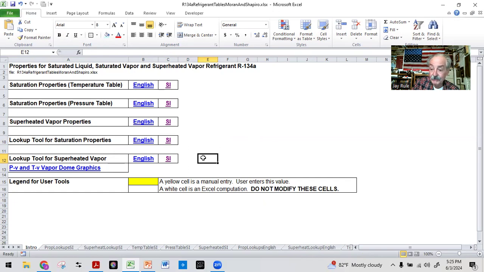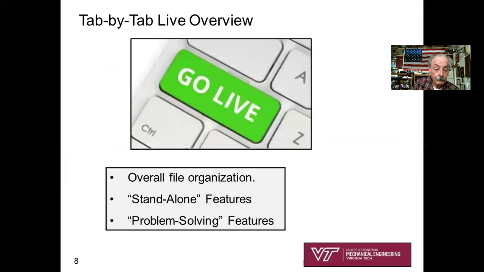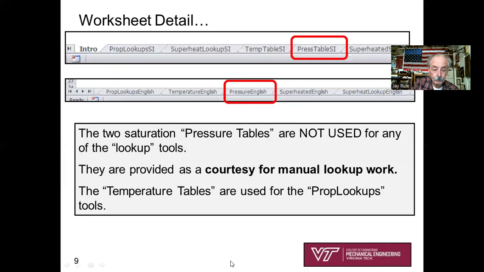Okay, I think that covers what I wanted to cover for you in these refrigeration tables. So let's go back to PowerPoint. I do want to point out that the pressure tables in English and SI, I've included those worksheets as a courtesy to you, so you can have those tables in Excel accessible to you however you may want to use them numerically. But the saturation lookup tools do not use the pressure tables. They only use the temperature tables, whether you know pressure or you know temperature.